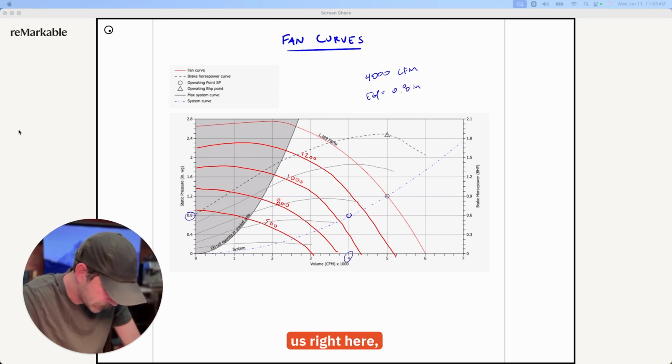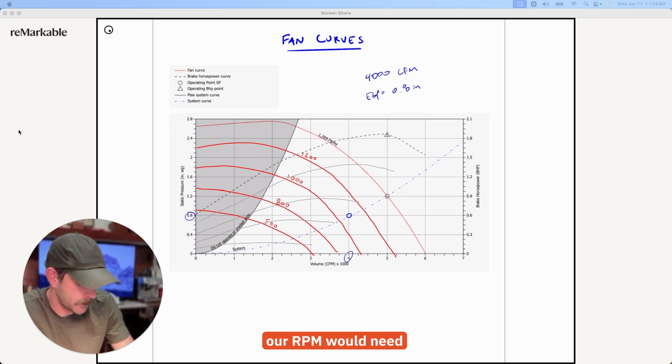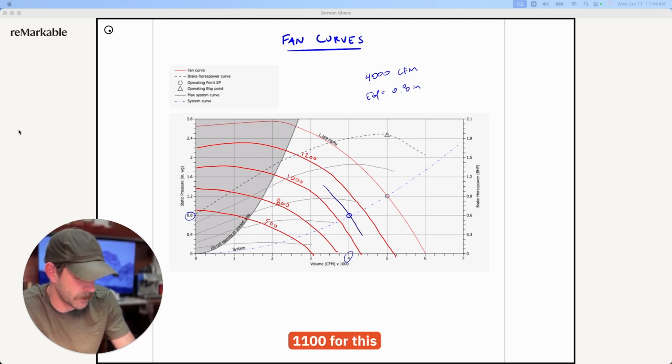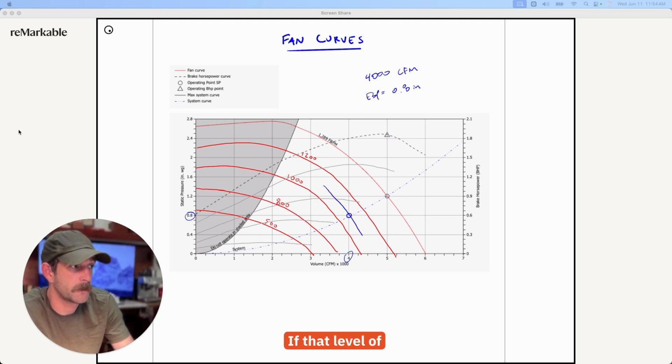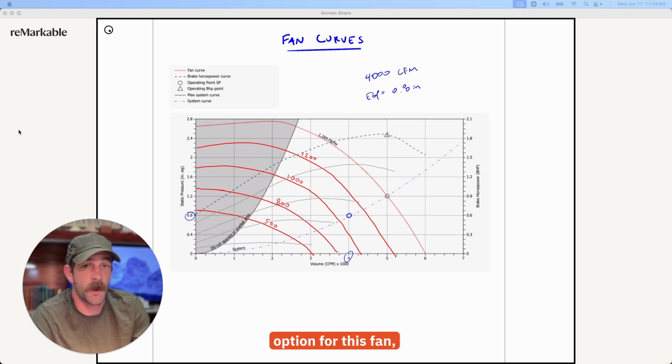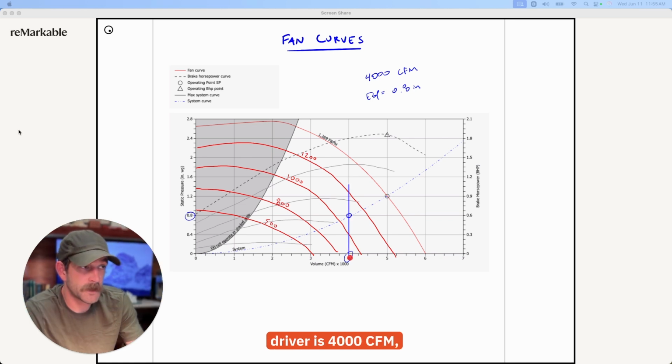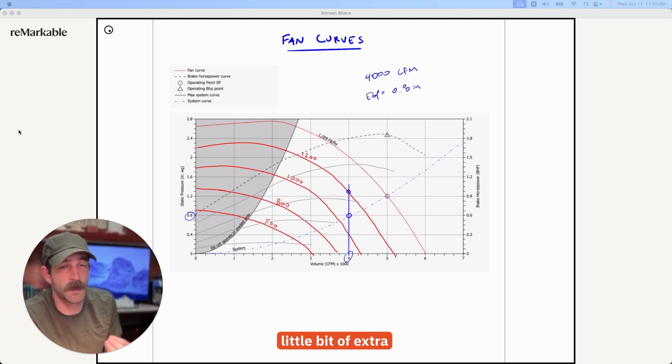That puts us right here, which means for perfect alignment, our RPM would need to be at about 1,100 for this particular fan family. If that level of selection is not an option for this fan, then we're going to have to choose between one of these nominal operating modes. And if our driver is 4,000 CFM, then we're going to have to go up to our 1,200 RPM operating condition. And what this tells us is we have a little bit of extra oomph in the fan.